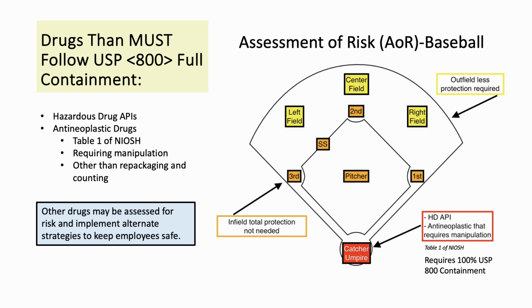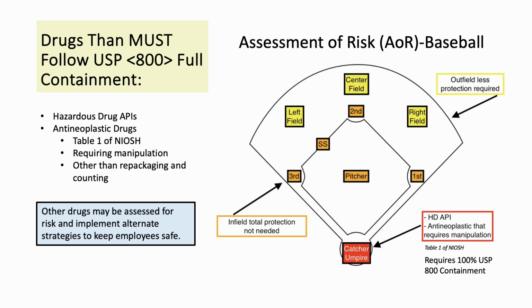Employing assessment of risk is like the game of baseball, where you have the catcher and the umpire behind home plate. This is where all the action happens. This is where most of the problems could occur, where people could get hurt. So these are like your hazardous drug APIs and your antineoplastics on table 1 that require manipulation. These people will have to have full garb on all the time.